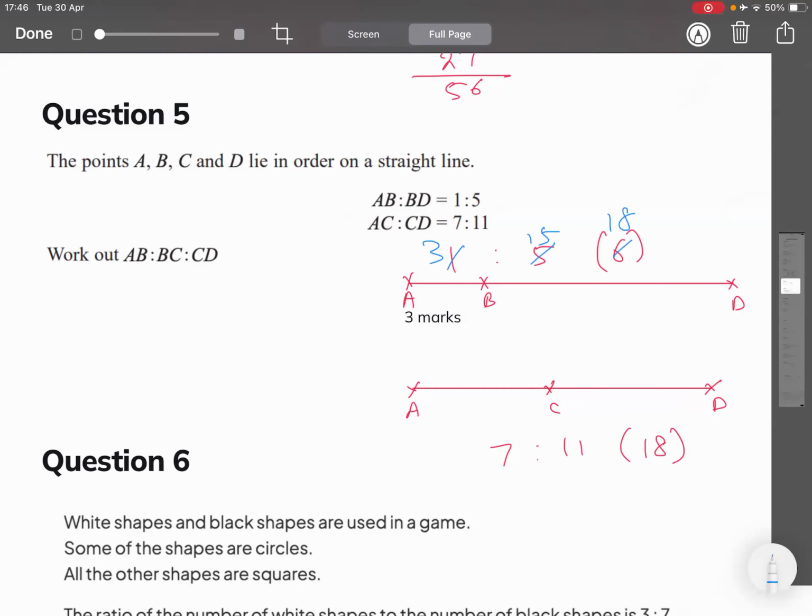So AB, how much is AB in reality? 3. How much is CD in reality? Oh, we already knew that, 11. How much is BC in reality? So this is the hard part. B to D is 15. This much is 11, so that's just going to be 4. Because B to C is just this gap. Oh, right, okay.